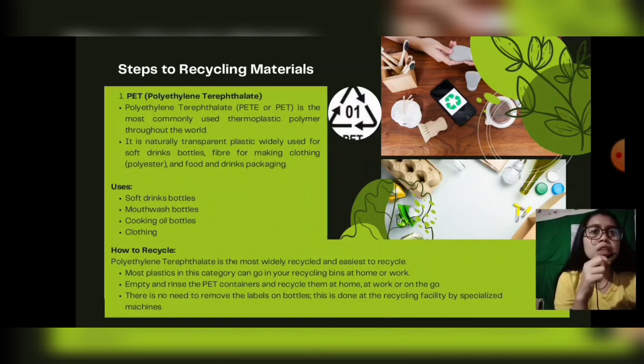So it is naturally transparent plastic widely used for soft drinks bottles, fiber for making clothing or the polyester, and food and drinks packaging. So kani siya na type of plastic pod is transparent. So, just like sa kanang mga nature spring, kanang mga bottled water, mga bottled drinks, kanang sa plastic, di ba? Transparent siya. So, kani diay siya na type of plastic is the polyethylene terephthalate. Also, kanang sa atong mga sanina, if nagsuot ka og mga polyester made na sanina, so, polyethylene terephthalate pod na siya na plastic. Okay, so these are the uses of the polyethylene terephthalate. We have the soft drinks bottles, mouthwash bottles, cooking oil bottles, and clothing.